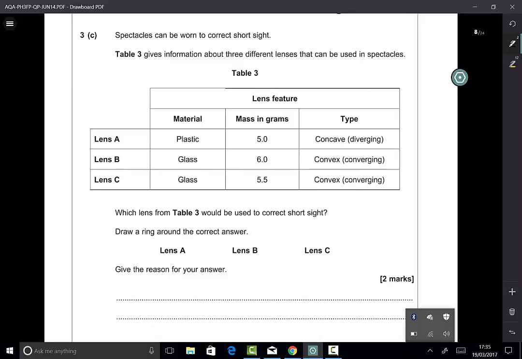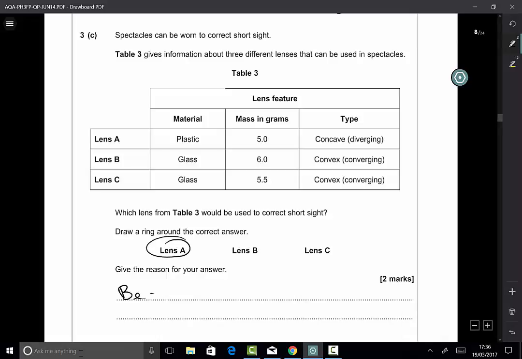Here's some information about spectacles. Which lens should we use to correct the short sight? So we are looking for a diverging lens. Okay, because it's meeting too soon, we want those rays to be spread out a bit more, so it's going to be lens A. It is diverging.